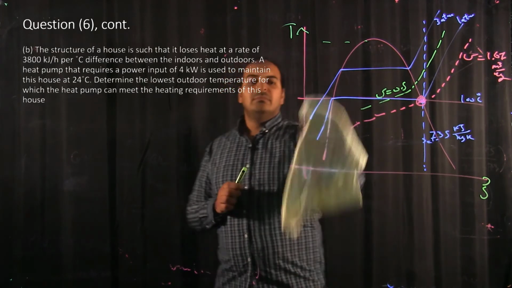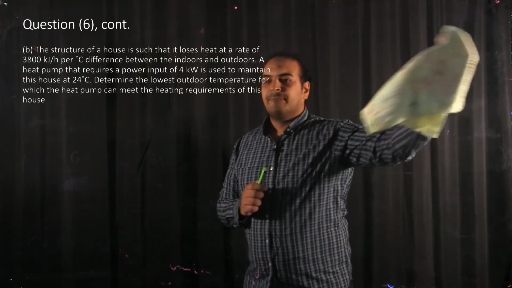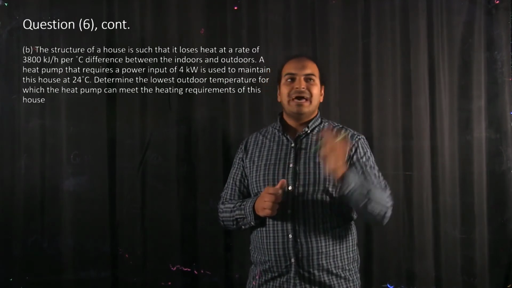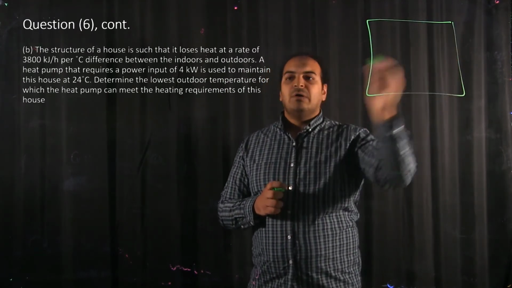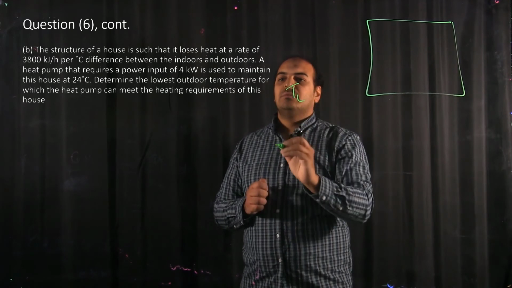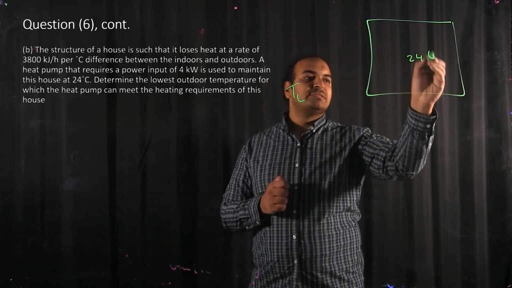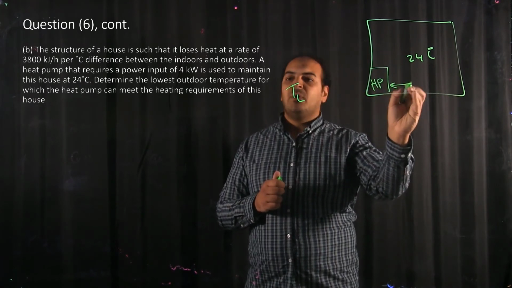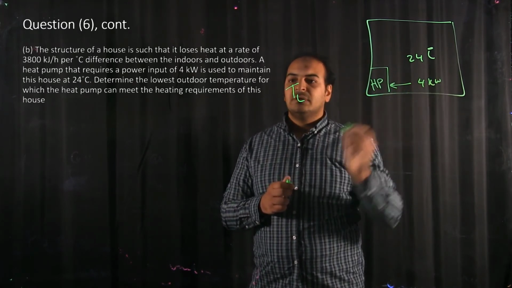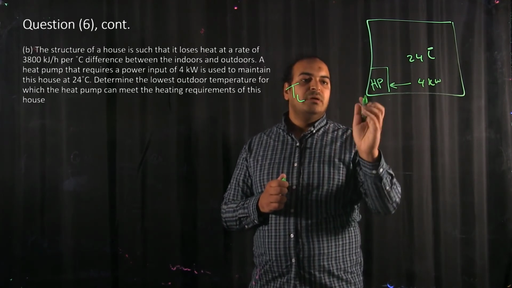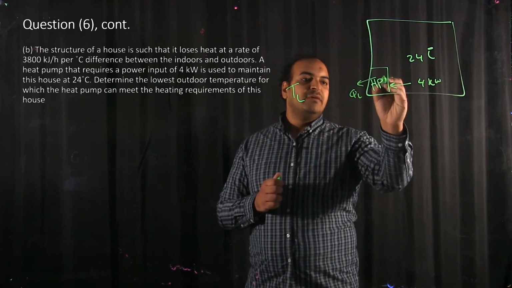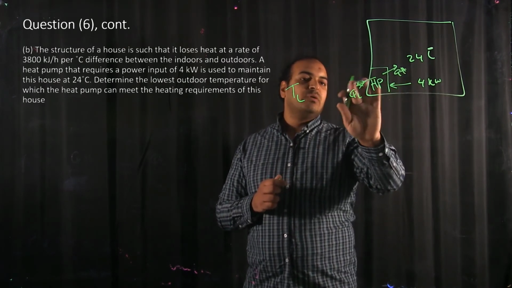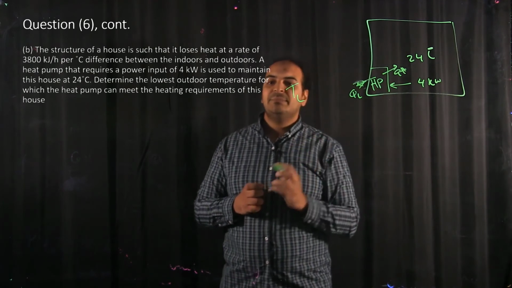For last problem, part B, it's one of the problems in the homework. It's a house. Outside was cool, like, I don't know, T low. I want the temperature inside to be 24 Celsius. I have a heat pump. It takes some power. It's 4 kilowatt. This heat pump takes T low from outside, Q low, and gives me Q high, and takes some power. So this plus this equal this. This is a heat pump in an engine.